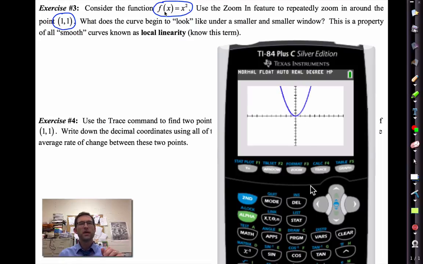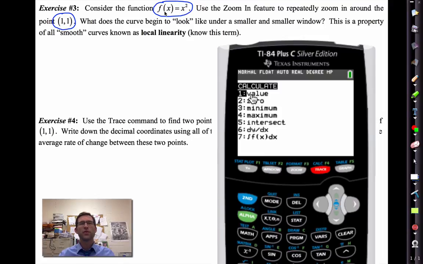Now I use zoom in conjunction with another feature called the value feature. So I want to zoom in on the point 1, 1, and I'm going to show you how to do that now. What I'd like to do is go into the calculate menu, right? It's right up here above the trace menu. Okay, so let's go into calculate. And let's just choose option 1. It's called value.